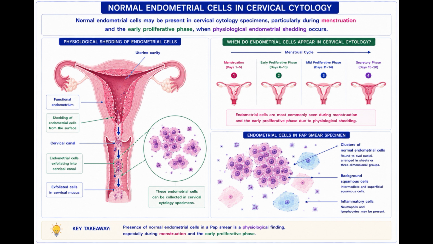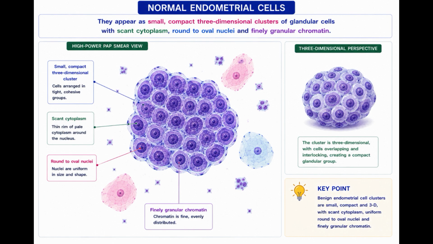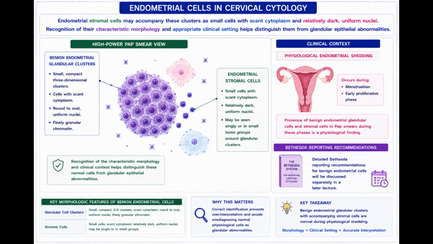Normal endometrial cells may be present in cervical cytology specimens, particularly during menstruation and the early proliferative phase, when physiological endometrial shedding occurs. They appear as small, compact three-dimensional clusters of glandular cells with scant cytoplasm, round to oval nuclei, and finely granular chromatin. Endometrial stromal cells may accompany these clusters as small cells with scant cytoplasm and relatively dark, uniform nuclei. Recognition of their characteristic morphology and appropriate clinical setting helps distinguish them from glandular epithelial abnormalities. The Bethesda reporting recommendations for benign endometrial cells will be discussed separately in a later lecture.